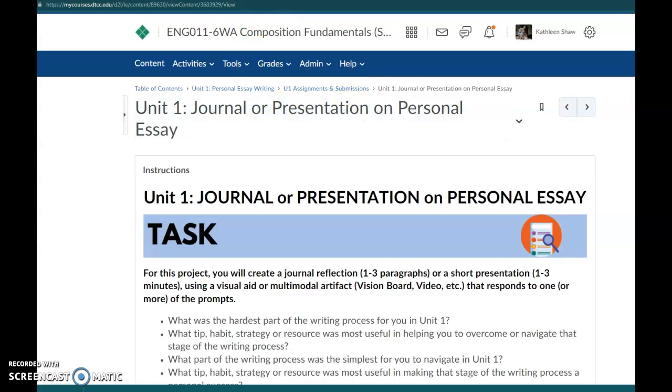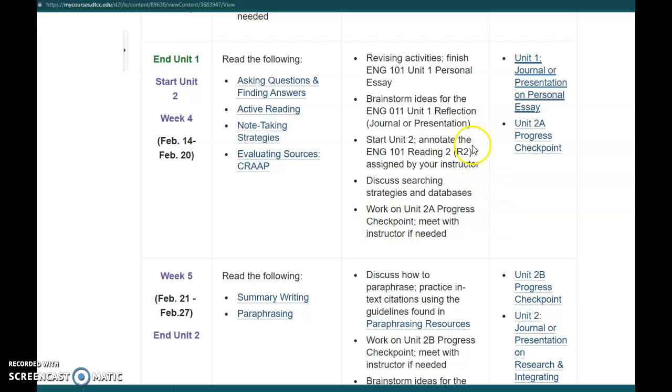The other thing that you have due this week is the Unit 2A progress checkpoint. I'm also going to put in the announcement a couple of these that I think would be helpful to read over. I don't know that we need to read all of them, but I think the evaluating sources, the CRAP article, is going to be helpful, so I will include that to read. But as far as the other thing you need to do, it is the Unit 2A progress checkpoint.